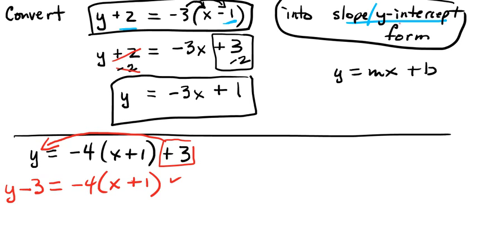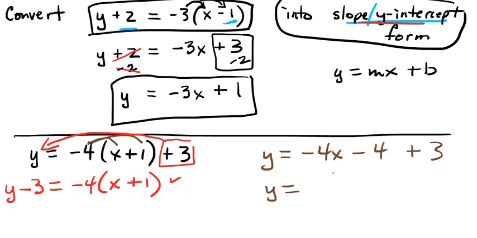So that's how you can move this equation into point-slope form. But how do we put it into slope y-intercept form? Well, you do the exact same thing that we did above. So you multiply everything out. Multiply the 4 times the x and the -4 times the 1. And you get over here y equals -4x minus 4. And then this +3 is still hanging out over there.